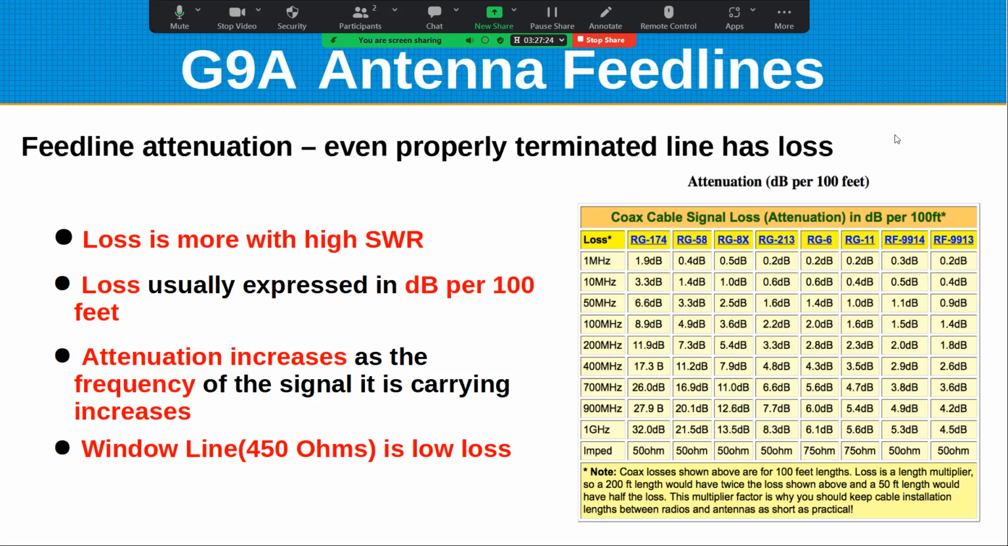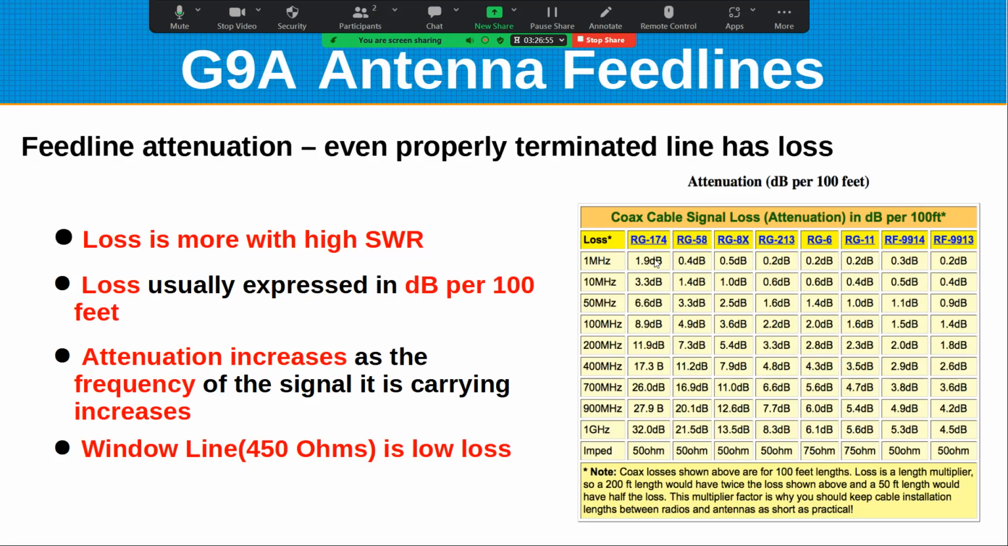Antenna feed lines. Even a properly terminated line is going to have loss. We don't have any of those theoretically perfect ones. So the chart is showing you some typical coaxes, where RG174 is the very small, like 1/8 of an inch in diameter.